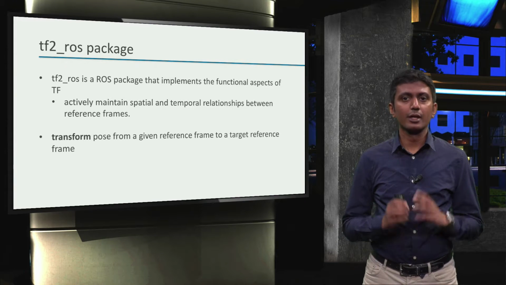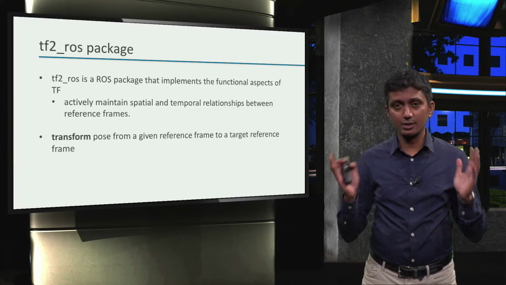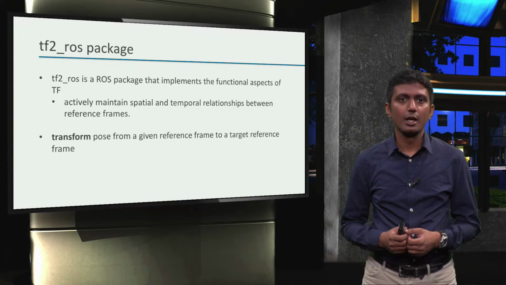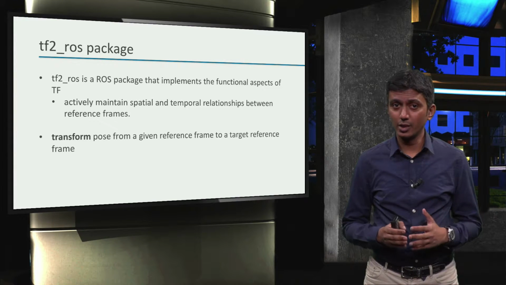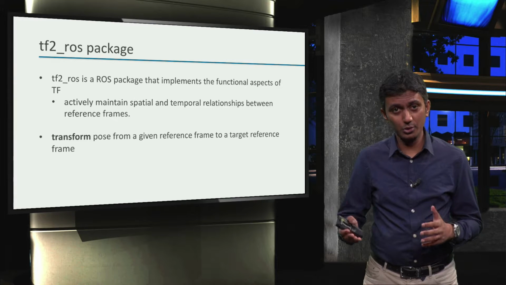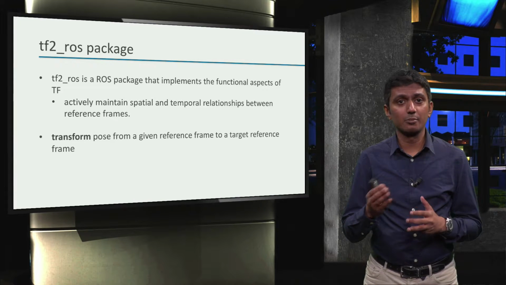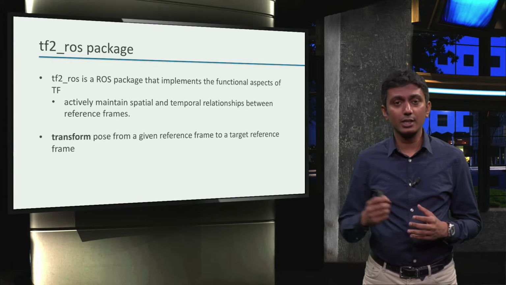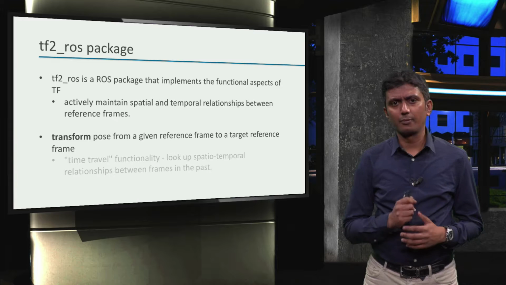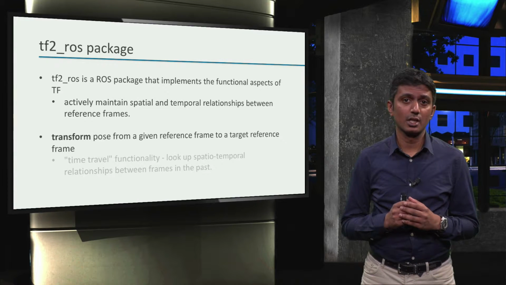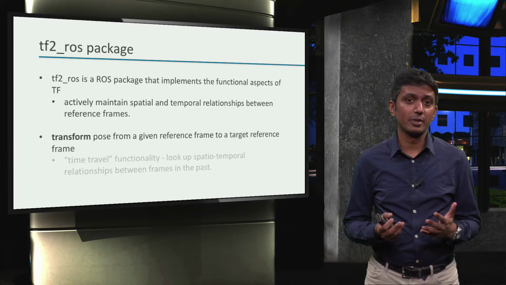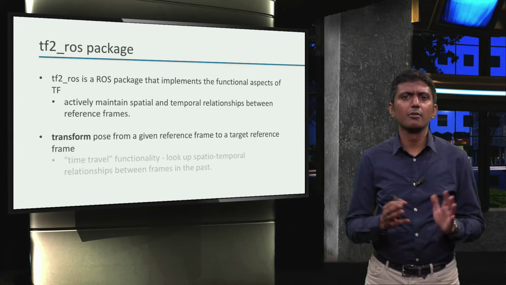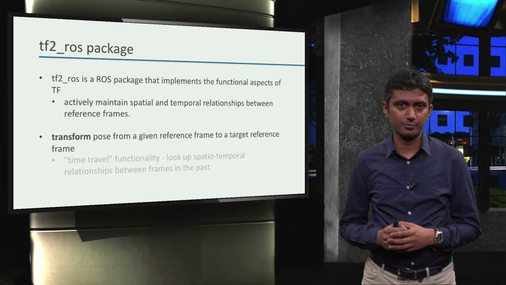For example, given a pose of an object in a certain reference frame, we can transform it into a target reference frame. And this is exactly what we will be doing in this module to actually compute the target pose for our robot arm end effector to manipulate the object detected by the logical camera. But we can also do some advanced functionalities like time travel to query spatiotemporal information about the past as well, but we will not study those aspects in depth in this course.